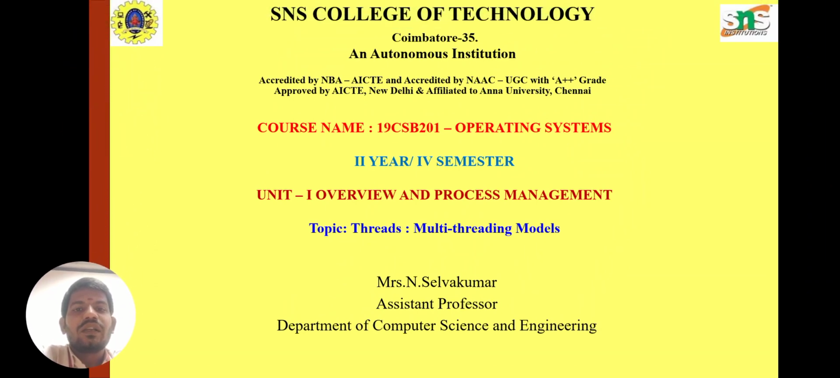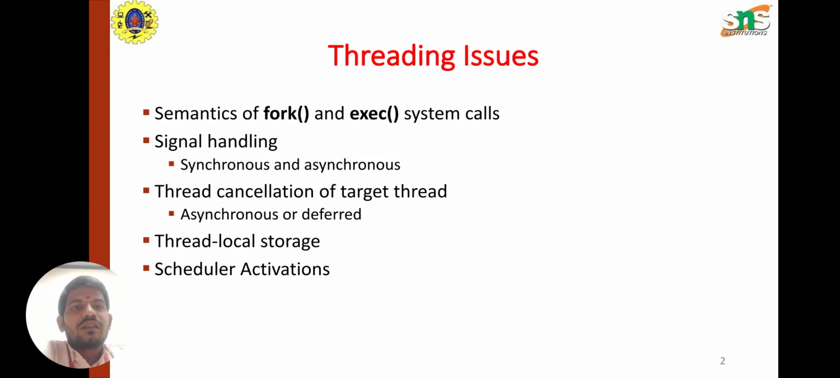Now I'm going to talk about what a thread is and multi-threading models with different concepts. Threading issues: the semantics of fork and exec system calls create threading issues. Signal handling is used to avoid threading issues, with synchronous and asynchronous signals. Thread cancellation of a target thread can be asynchronous or deferred, and there are thread local storage and scheduler activation. These are the different issues that occur in a thread.